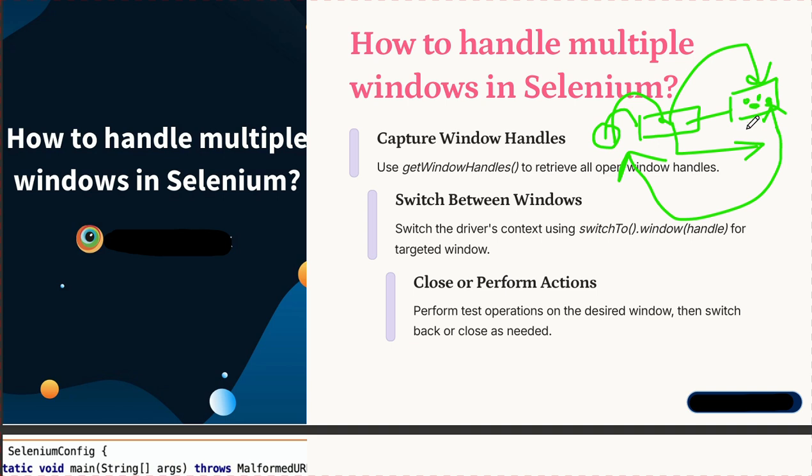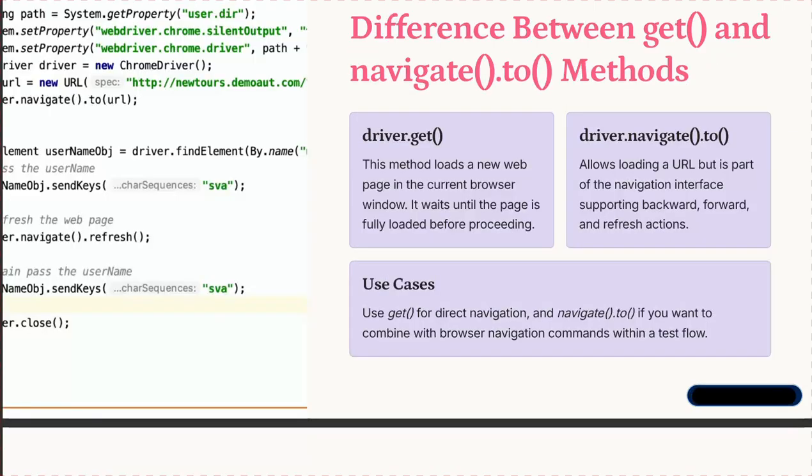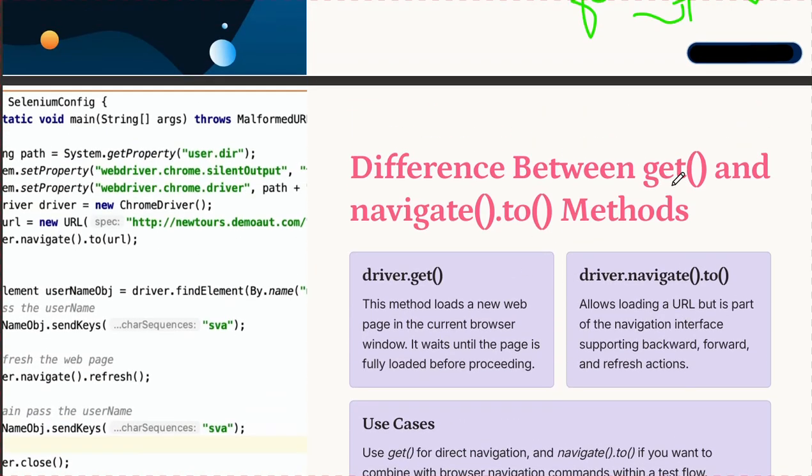So in this way we have to handle the multiple windows. Now the question is: what is the difference between driver.get and driver.navigate.to? driver.get means it opens a URL directly, and navigate.to is also used to open the URL, but it is a part of the navigation interface.